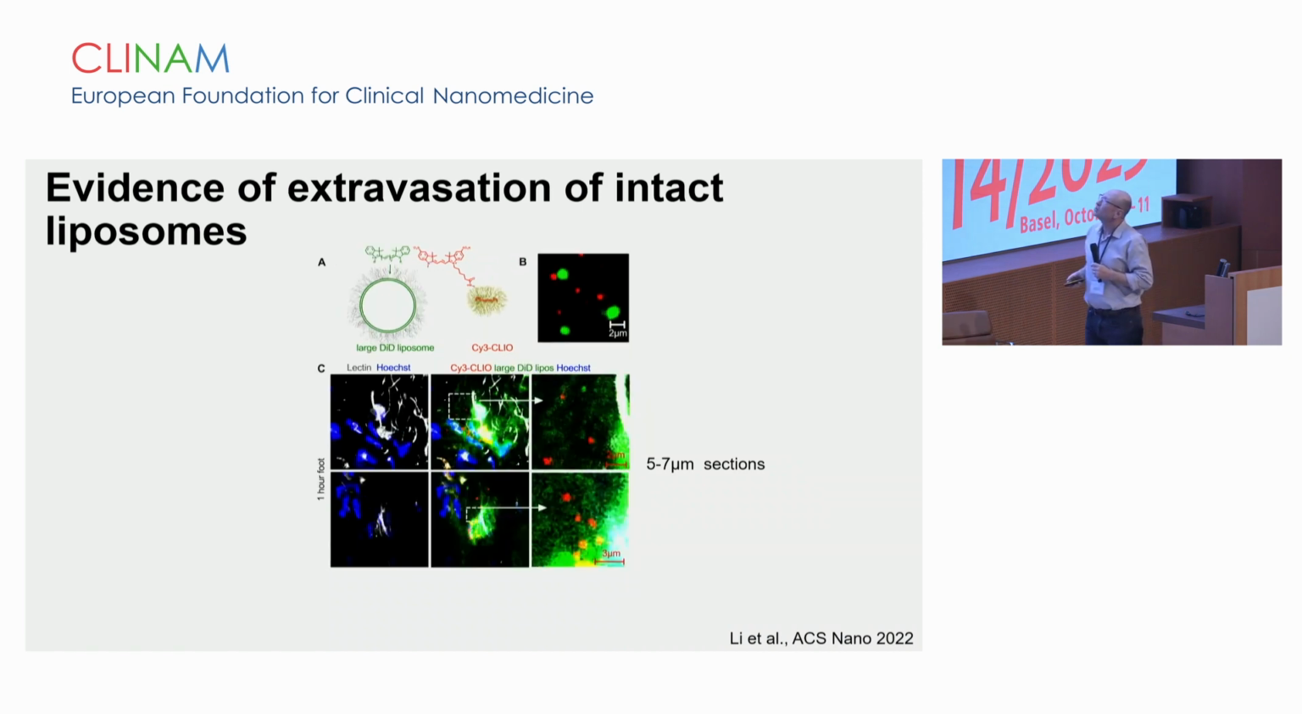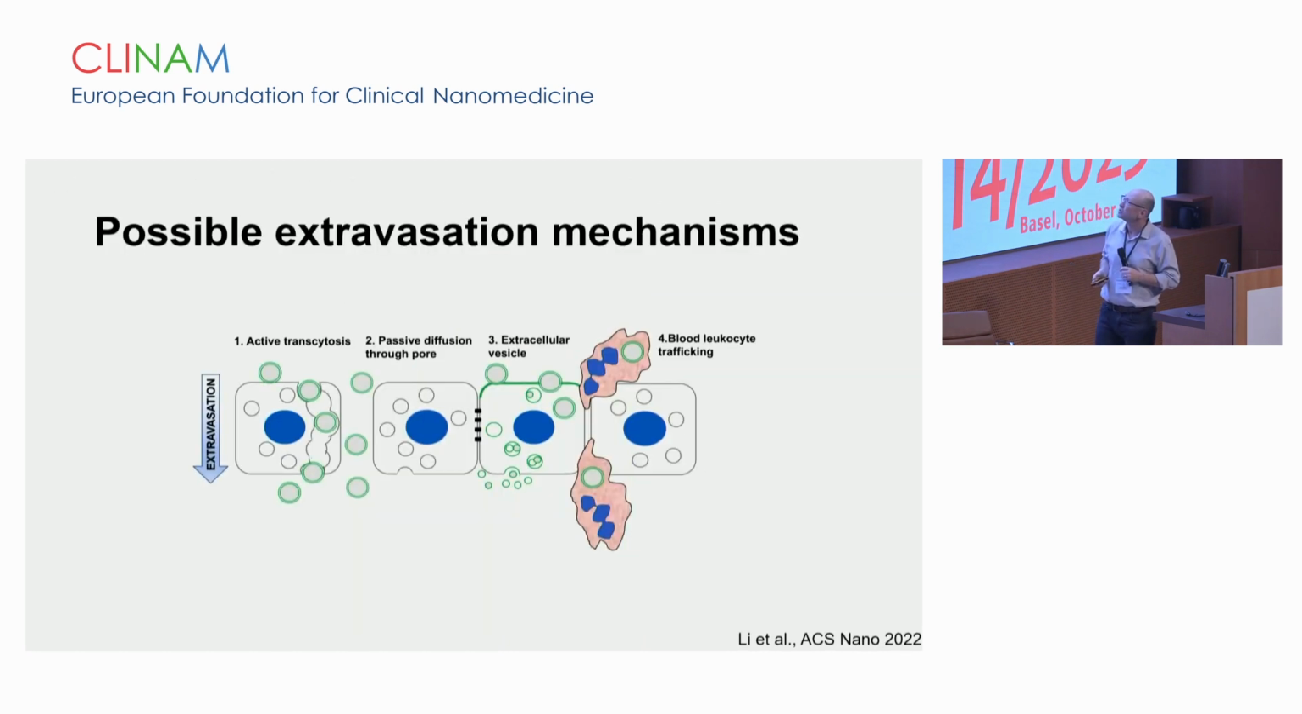Here we used large non-extruded liposomes together with these iron oxide nanoparticles, and you can see that there is still this diffusion of the green dye, the ID, but no big liposomes getting out of the blood vessels, but you still see iron oxide nanoparticles getting out of the blood. So it looks like there is some size threshold by which liposomes can get out of the blood vessels. So how can things extravasate?